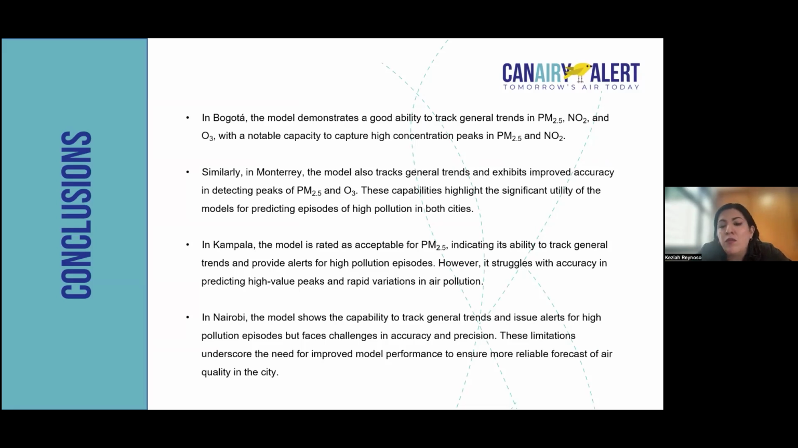Conclusions. In Bogotá, the model demonstrates a good ability to track general trends in these pollutants, with a notable capacity to capture PM 2.5 and NO2.